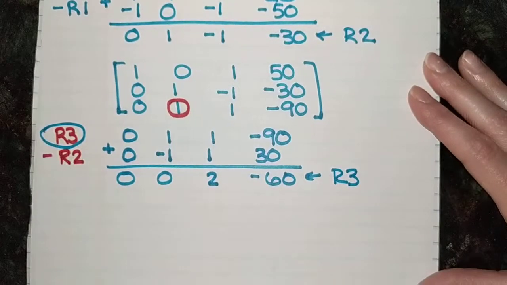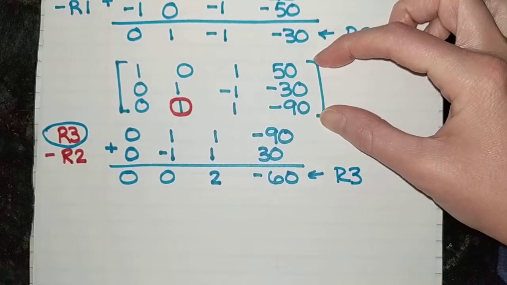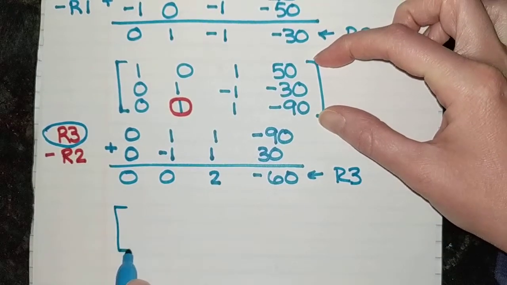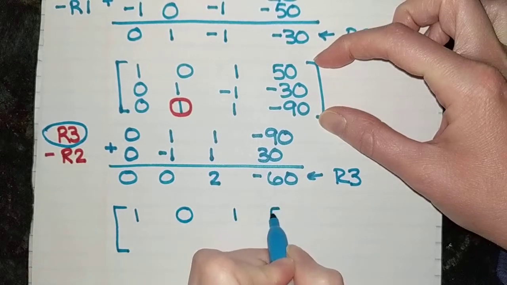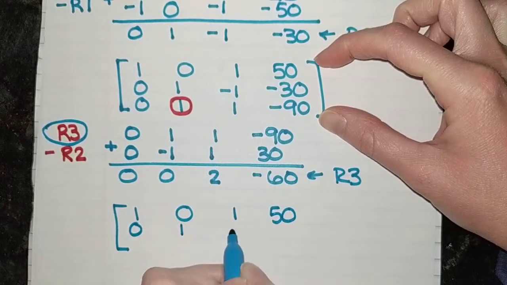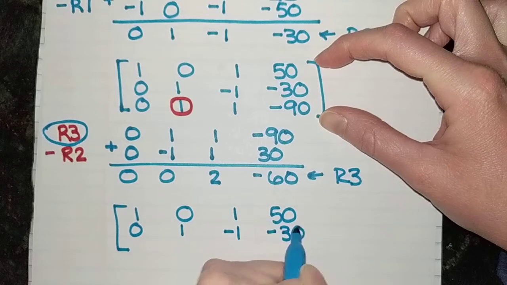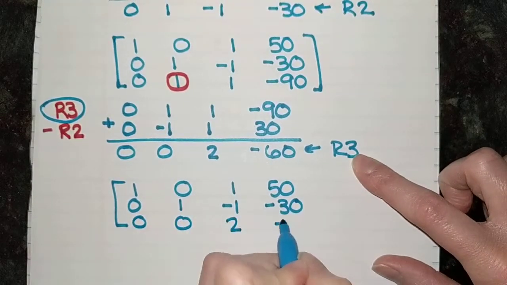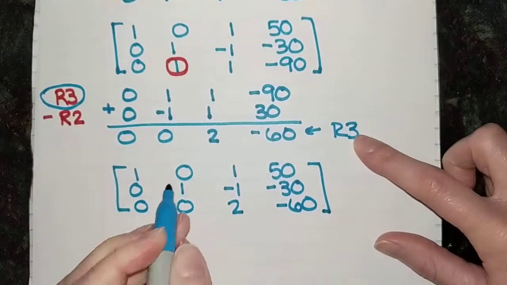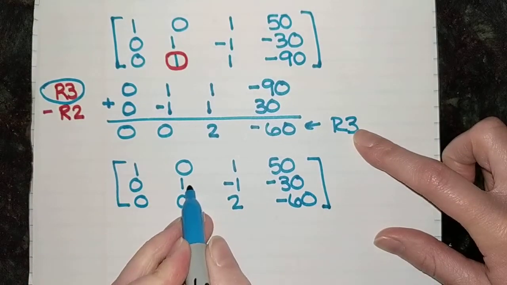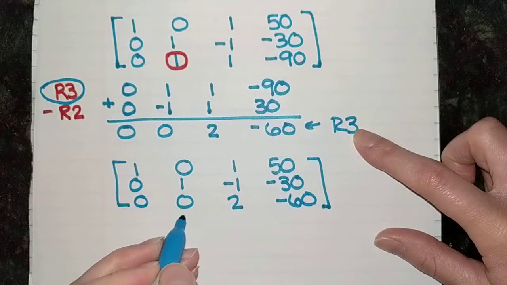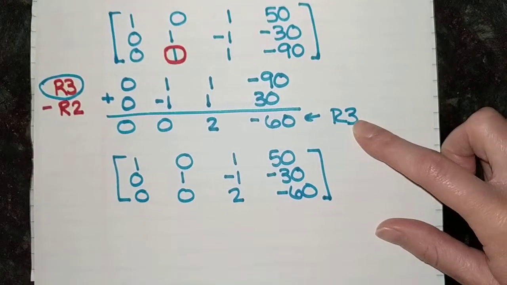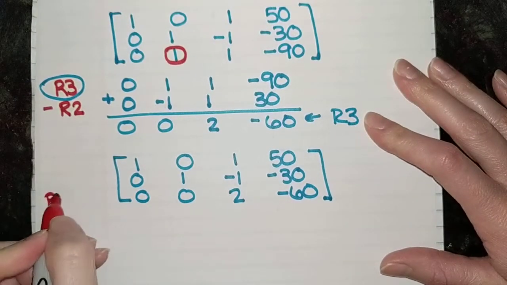Okay, so we'll put this together again. This is our current matrix, and we have 1, 0, 1, 50. 0, 1, -1, -30, and then the new row 3, 0, 0, 2, -60. Now that completes for us row 2, because we have our leading 1 and our 0 above and below it. Now we go to row 3.